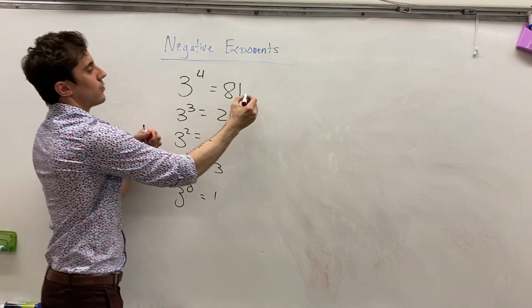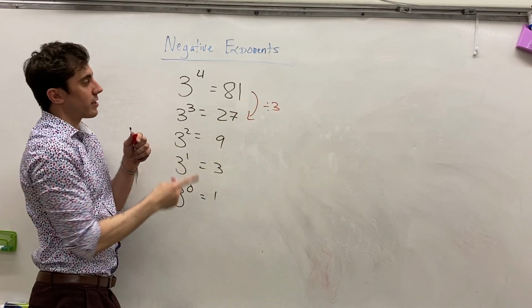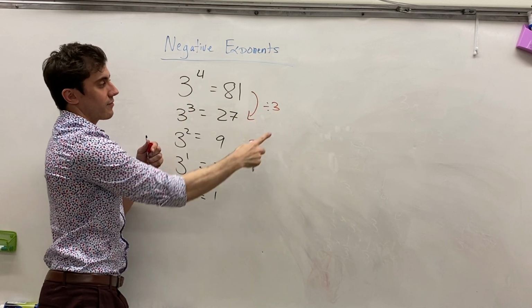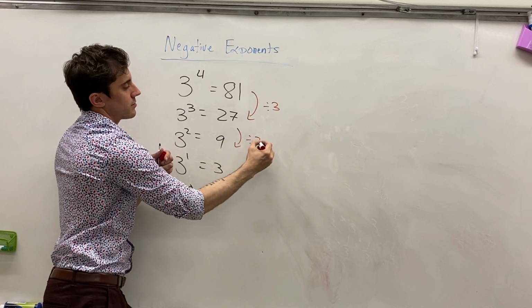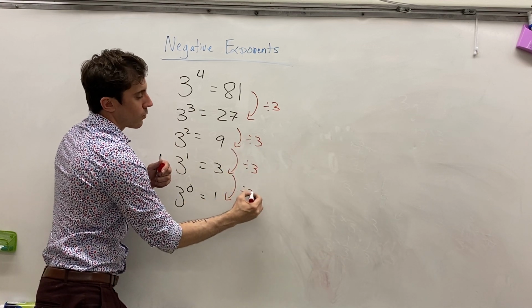And so now, if we look at the pattern of what happens when we decrease our exponent by 1, we'll notice that the value decreases by a factor of 3, right? We're getting 1 less multiple of 3 in here, and so our value decreases by a factor of 3. And that continues with every drop down by 1 in our exponent.